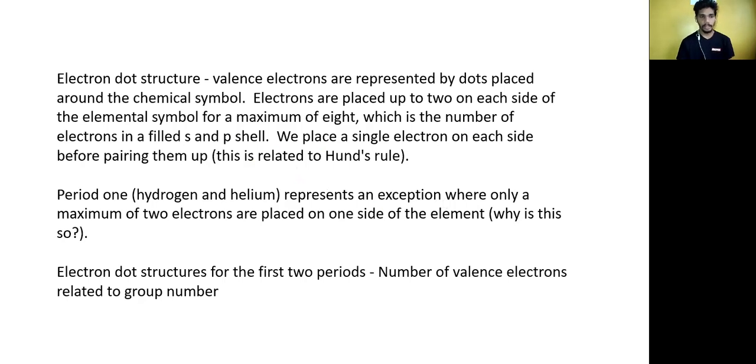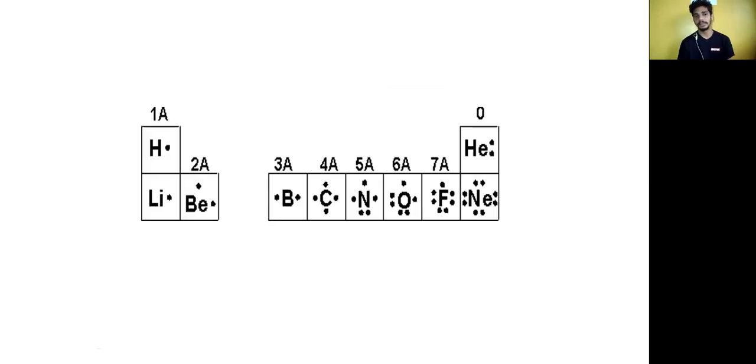In period 1, that is hydrogen and helium, there is an exception: only a maximum of 2 electrons are placed on one side of the element. Why is this so? We have just discussed that; it is the duplet rule. The electron dot structure is related to the group number, and this applies to the first 2 periods. The group number is equal to what? The valence electrons are related to the group number. So we have to understand this, and here is the interpretation. How do you interpret this? In the case of hydrogen and helium, we know that they follow the duplet rule.